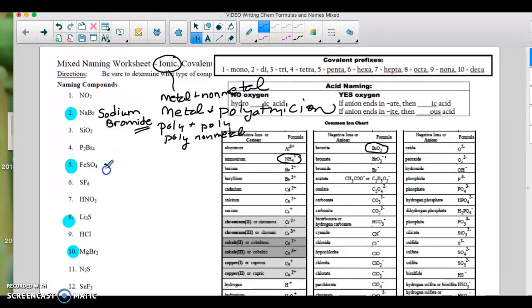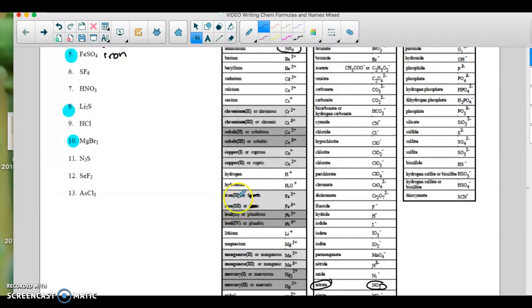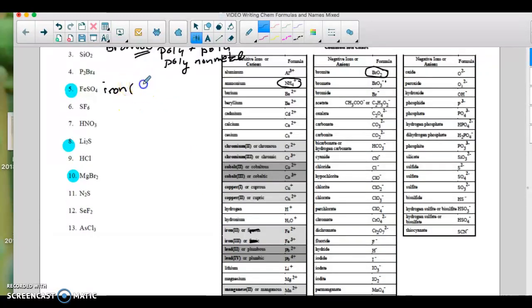Next one, iron. And iron is on my pink sheet. Remember, we're not going to use these Latin names. So it's either going to be iron Roman numeral 2 or Roman numeral 3. So let's just do this so we don't forget. And then we're going to find SO4, and that's right here. So that's sulfate. But you can see that the sulfate's -2. So this iron had to have been +2 because they're in a 1-to-1 ratio. This Roman numeral 2 is because of that. So iron, Roman numeral 2, sulfate.